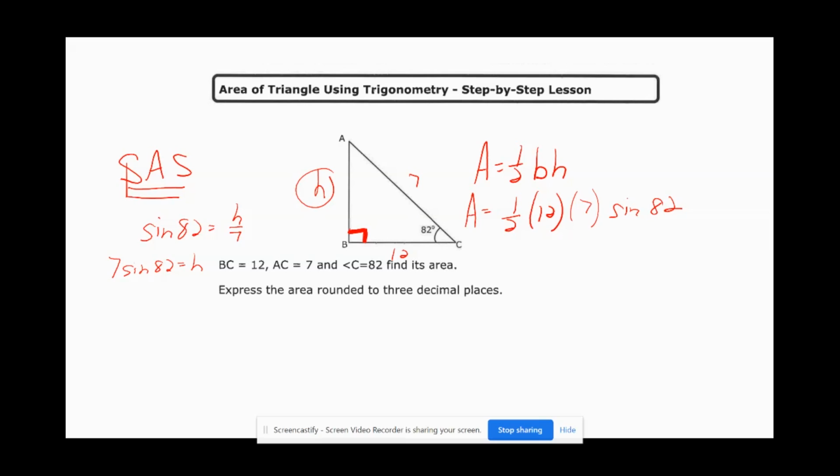So again, let's finish off this problem. What is the answer? Well, I take 1/2 of 12, so 0.5 times 12 is 6, times 7 times sine 82. And I end up getting 41.6. All right, let's do the next one.